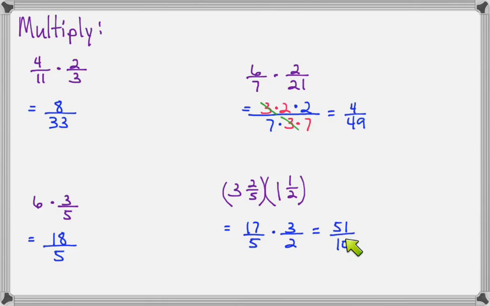And normally it would be okay to leave this in improper form. However, this problem contains mixed numbers, so I'll have to change this answer back into mixed number form. 10 will go into 51 5 times with 1 left over, so it becomes 5 1/10.